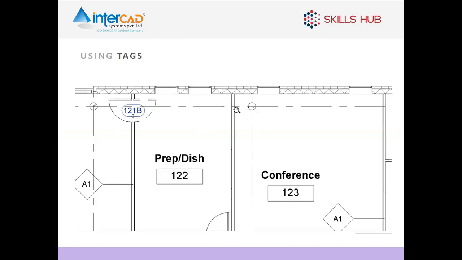Actually, these are called tags. The software itself gives a door a particular mark. We can change that later also. We are going to learn how to add the door tag, window tag, and room tags. So these are the room tags and room numbers, and it is also possible to make dimensions. Okay, we are going to learn how to use these types of tags in Revit.